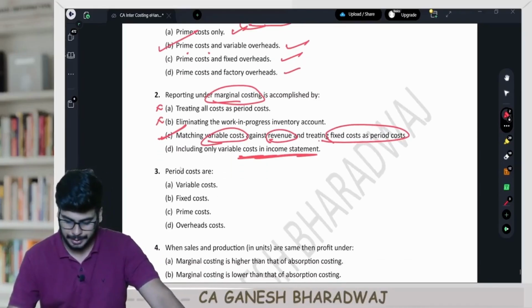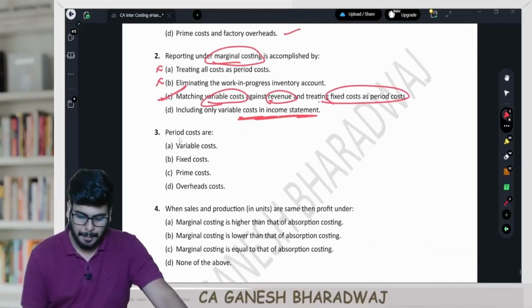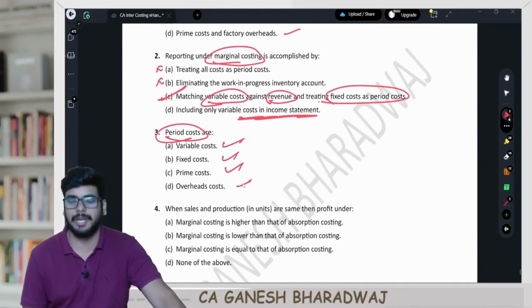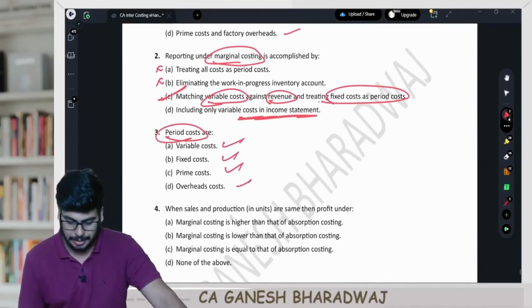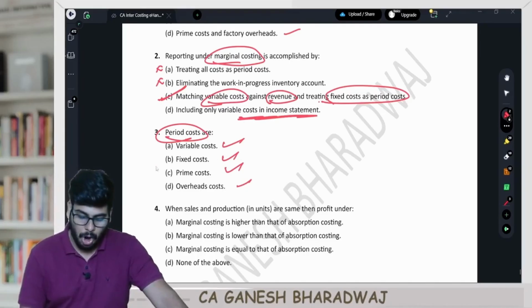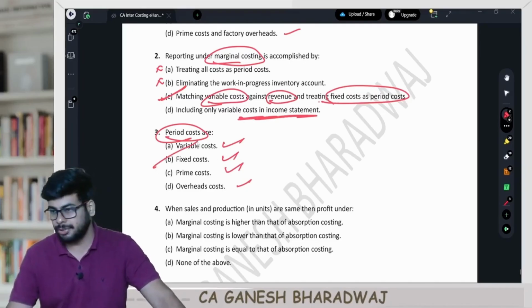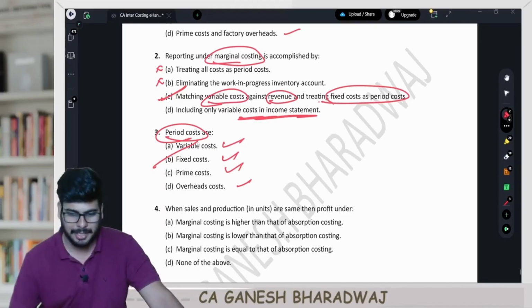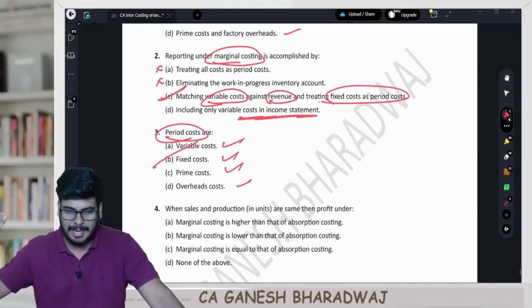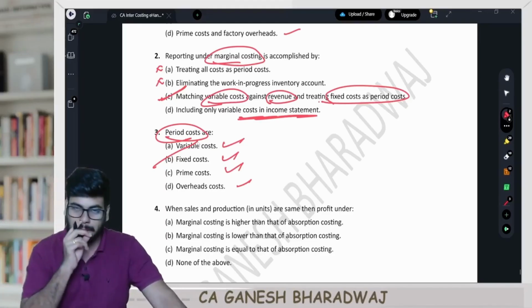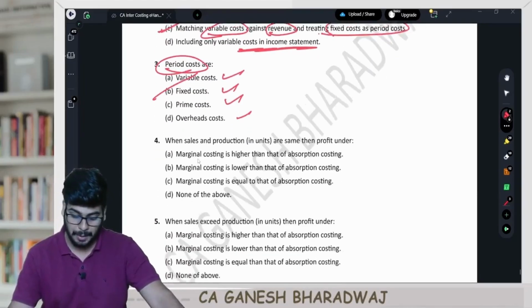Clear with this, guys? Next, period costs are variable, fixed, prime cost, overheads. Out of the four, which is the correct answer? All fixed costs are period cost, right? I told you, yes. Fixed itself means period. That's what marginal costing says, irrespective of the location.